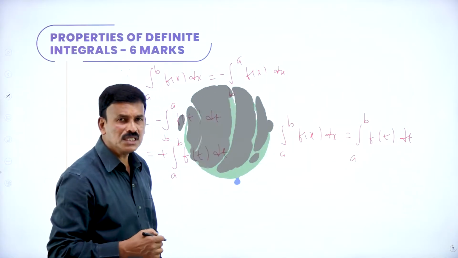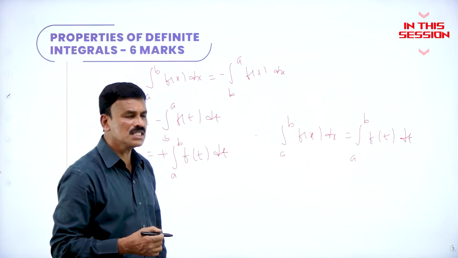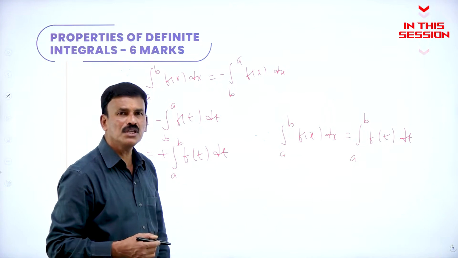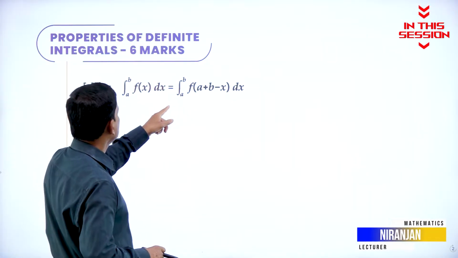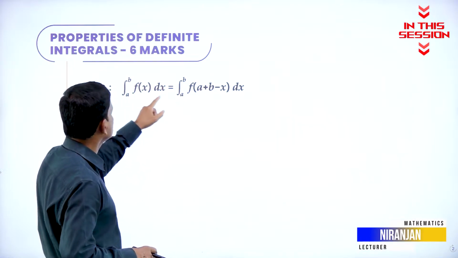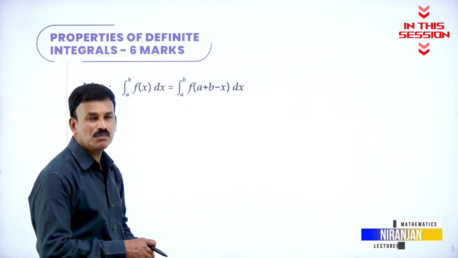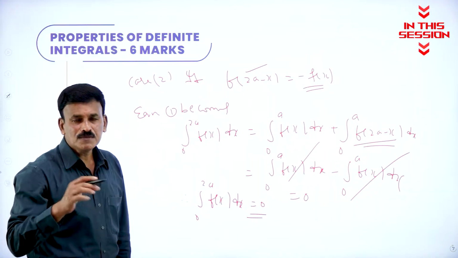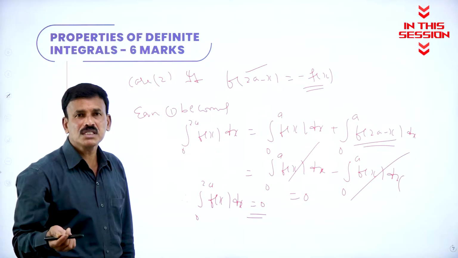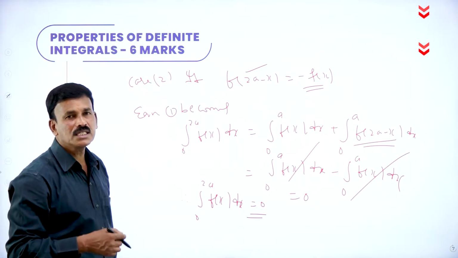We know one more property: integral a to b f of x dx is also equal to integral a to b f of t dt. Integral a to b f of x dx is also equal to integral a to b f of a plus b minus x. So x is replaced by a plus b minus x. If f of x is odd, then that is 2 times integral 0 to a f of x dx. If f of x is an even function, then that is equal to 0.